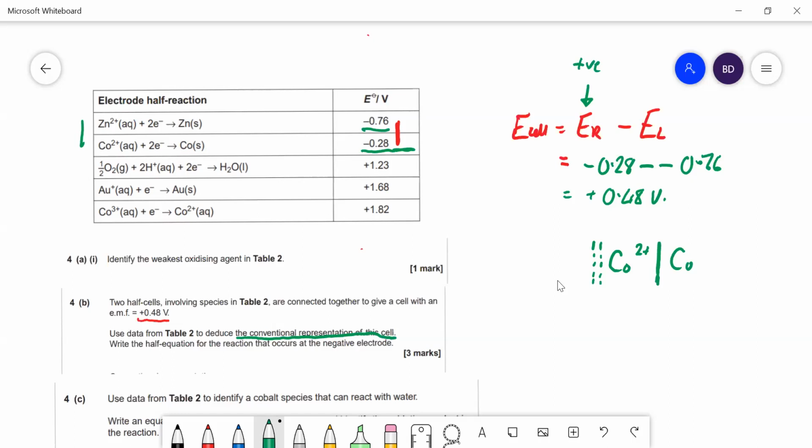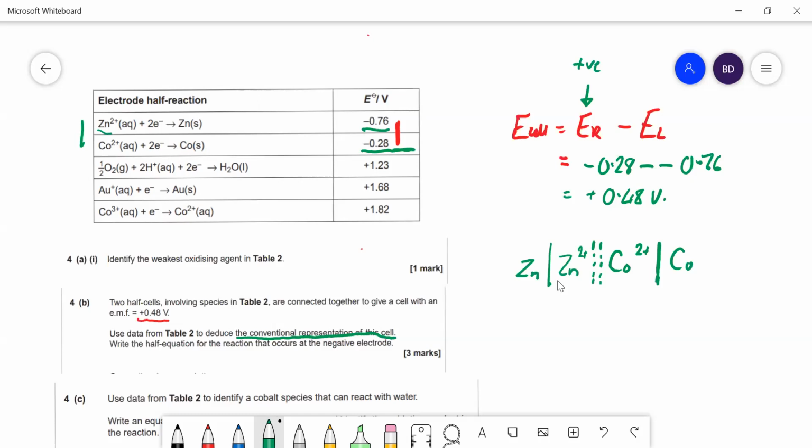The left-hand side electrode, that's a negative one. That's the zinc one. So oxidized form next to the salt bridge, Zn2+. Phase change again because it's Zn aqueous ions and then that's Zn metal. Right, so that is our cell representation there.